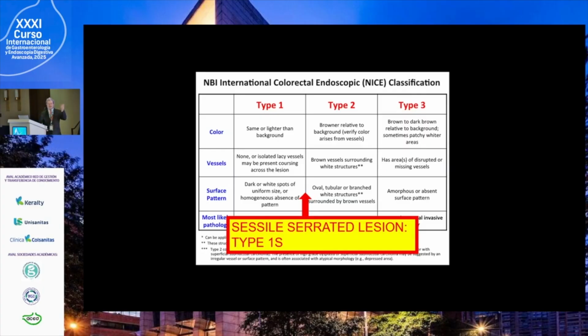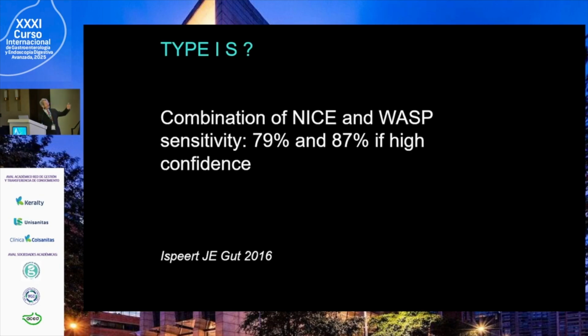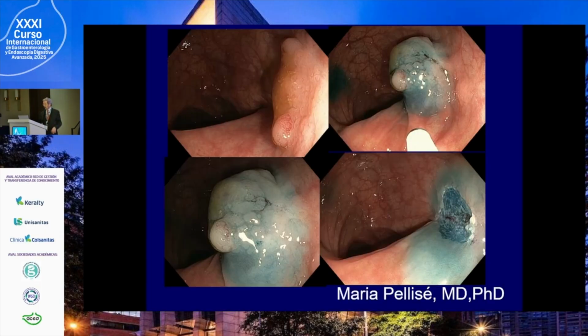So the problem with the NICE classification: type 1 is hyperplastic lesion, type 2 is adenoma, but there is nothing for sessile serrated lesion. There is no classification, no column. So we should invent another column, type 1S. Looks more like hyperplastic tissue, but with distinct parameters. And if you combine NICE and WASP, in fact, you have quite a high rate of prediction, okay? Especially if you have high confidence. So we should rely on WASP and NICE classification, just to better adapt the treatment, to recognize.